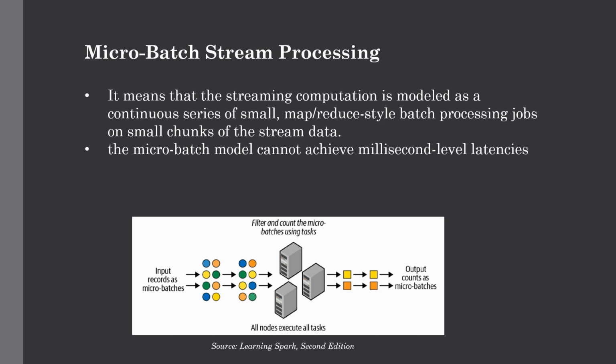But this efficient fault tolerance comes at a cost of latency. The micro batch model cannot achieve millisecond level latencies like we have seen in the previous mode. It usually achieves latencies of a few seconds, but we have seen that in many use cases, the benefit of micro batch processing will outweigh the drawbacks of these second-level latencies. This is because most streaming pipelines do not need latencies lower than a few seconds.